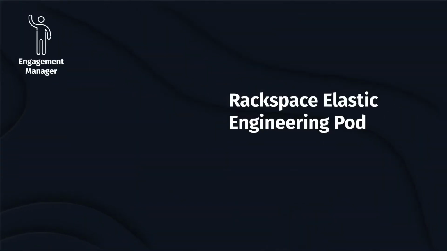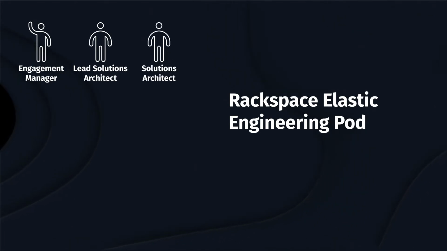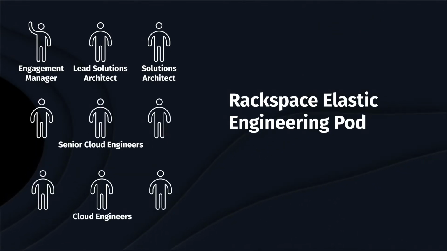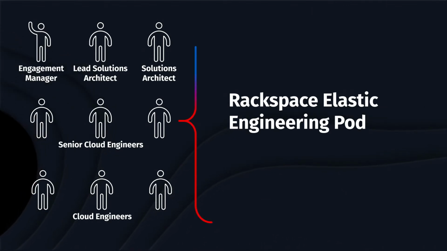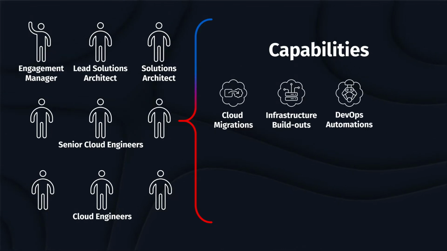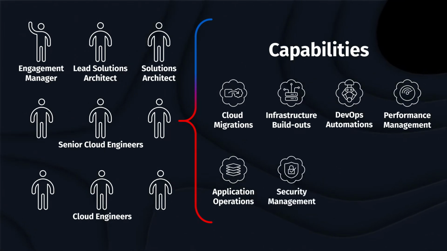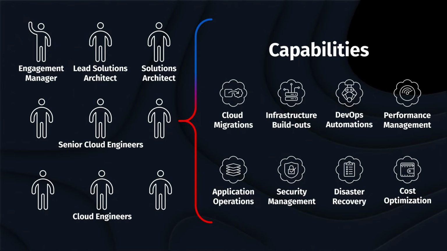Let's take a closer look at your pod. First, you get an engagement manager who provides status reports, monitors budgets, and helps coordinate and orchestrate your projects. You also get easy access to cloud architects who can help you with the design and architecture of your environment. Your pod also includes engineers, the hands-on keyboard specialists who work against your backlog and implement the recommendations. This pod has a broad range of capabilities and can deliver on a full scope of cloud initiatives, including cloud migrations, infrastructure buildouts, DevOps and automation, performance management, application operations, security management, disaster recovery planning, and cost optimization.